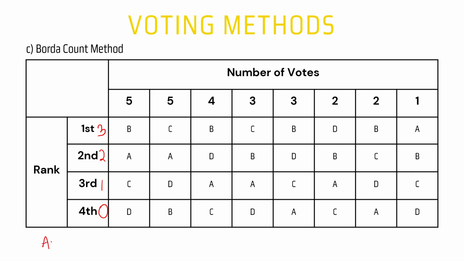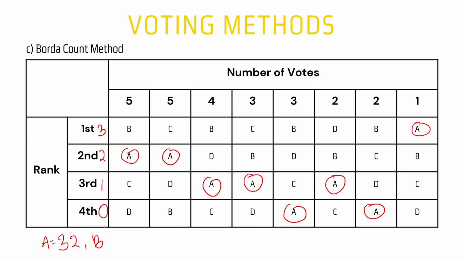So for candidate A, we have 2 times 5, which is 10, plus 2 times 5, 10, plus 1 times 4, 4, plus 1 times 3, 3, plus 0 times 3, 0, plus 1 times 2, 2, plus 0 times 2, 0, and 1 times 3, 3. So the Borda count score for candidate A is 32.